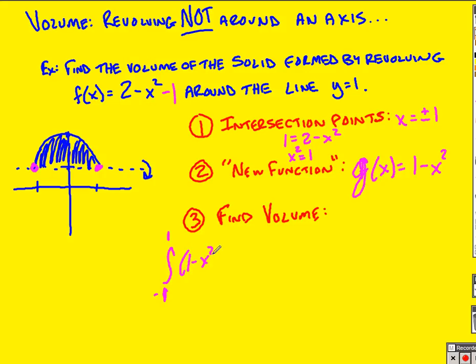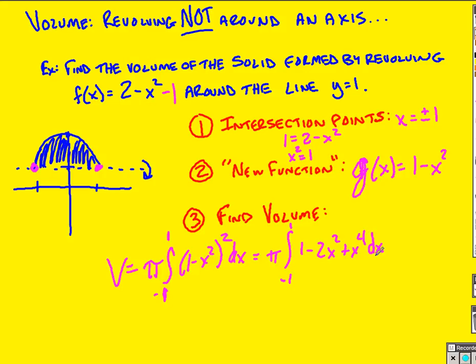1 minus x squared, that whole thing is squared. So volume will equal pi times that dx. Okay? We need to first expand. So pi times, still the integral from -1 to 1 of 1 minus 2x squared, and then plus x to the 4th dx.